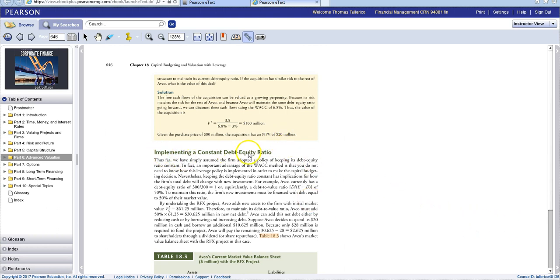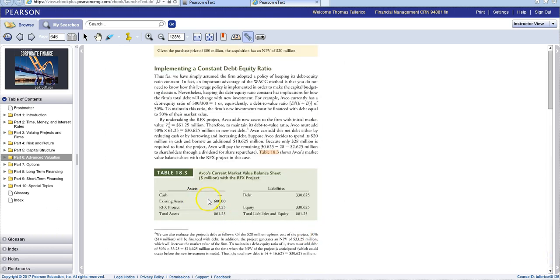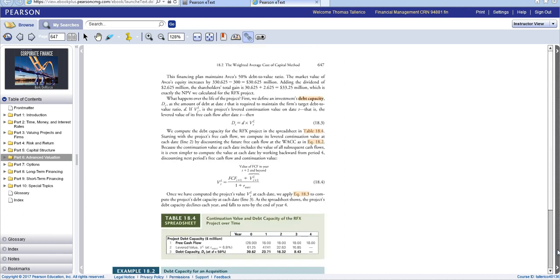All right, and one of the assumptions we're going to make is we're going to have a constant debt-equity ratio to simplify everything. So here's the existing assets, and here's the valuation of the project. So now their total assets include the new project, and it comes out to 661.25. And because we have a 50-50 debt-equity ratio as shown here, this is our total liabilities and equity. So we're going to take this path for all three methods.